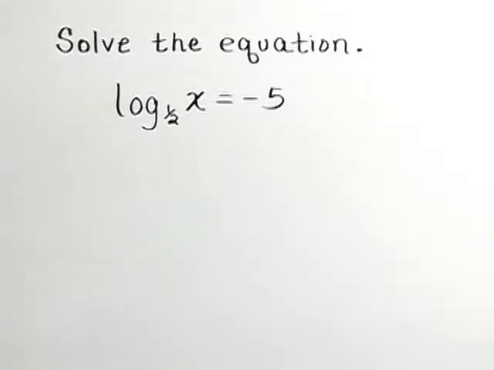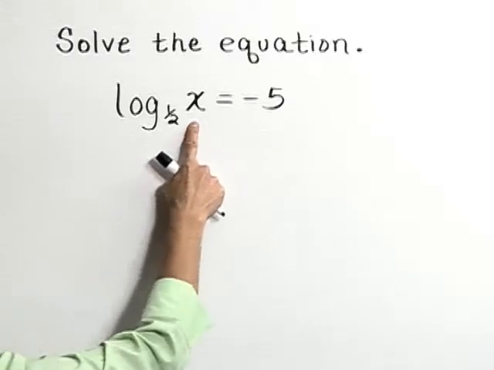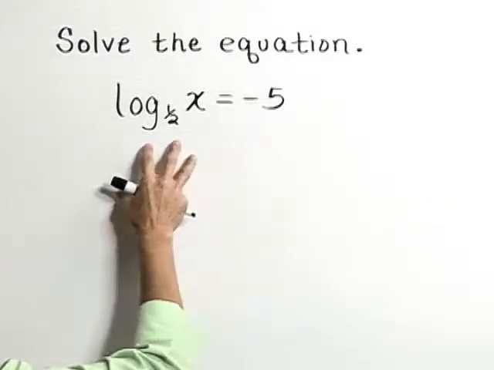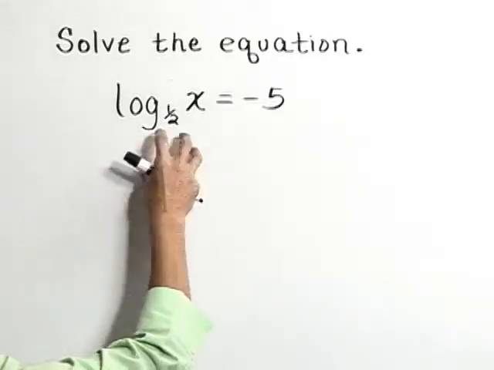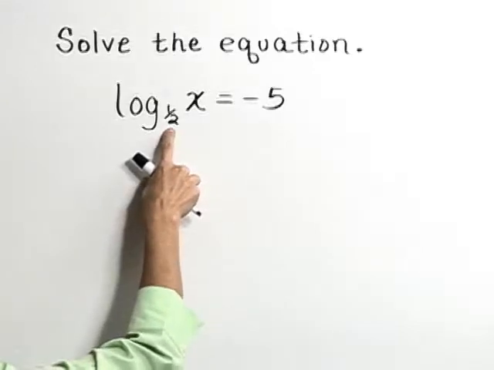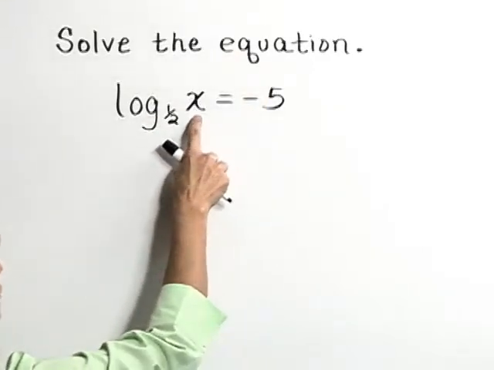Solve the equation. Log base 1/2 of x is equal to -5. One way that we can solve log equations is to change them to their exponential form. I'm going to do that by writing this as 1/2 to the -5 is equal to x.